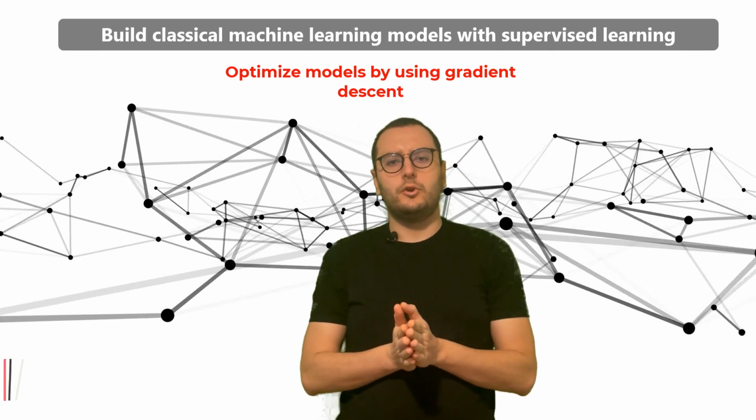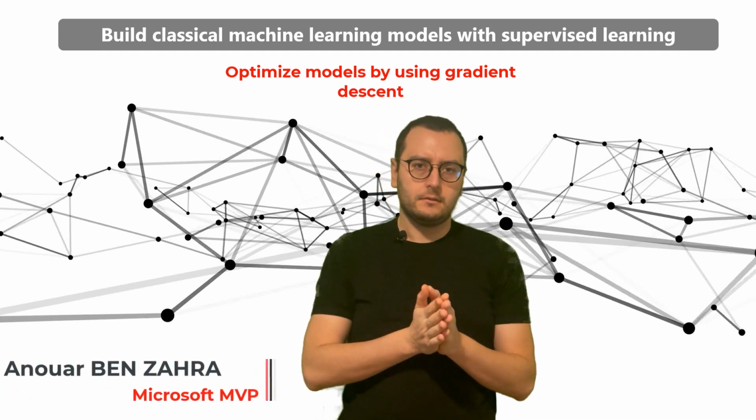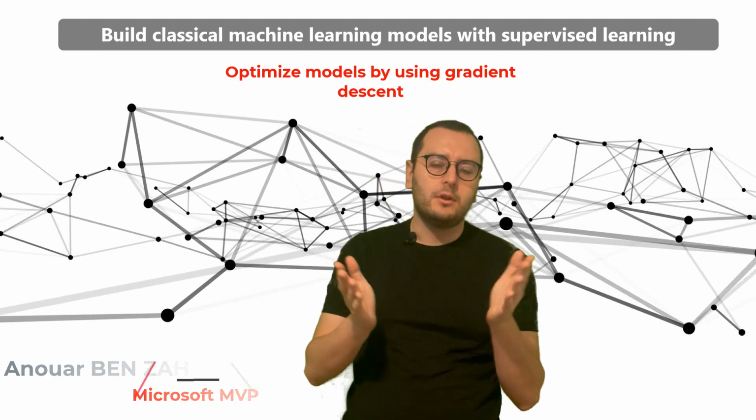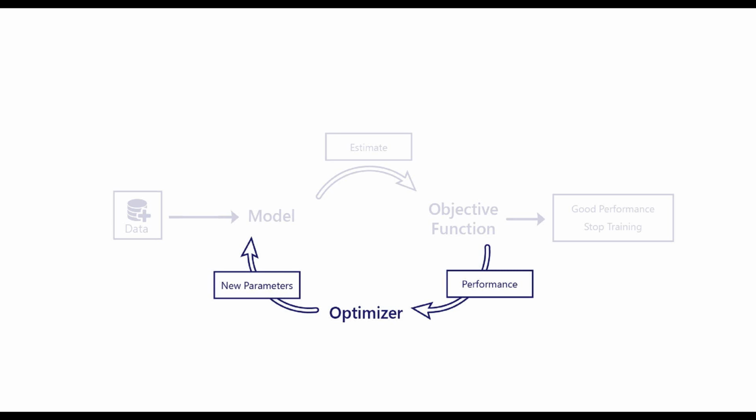In this demo, I'm going to use gradient descent, the most used function to monitor and optimize the model. We have seen how the cost function evaluates how well the model performs by using data. The optimizer is the final piece of the puzzle. The role of the optimizer is to alter the model in a way that improves its performance. It does this by inspecting the model output and cost and suggesting new parameters for the model.